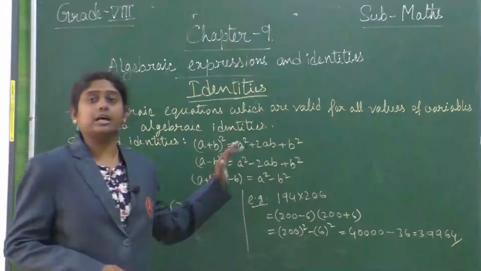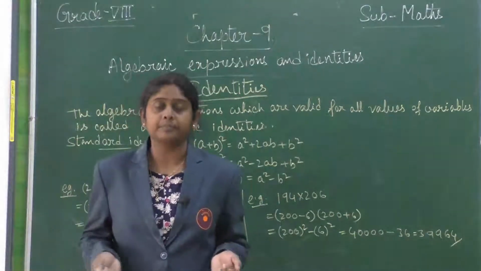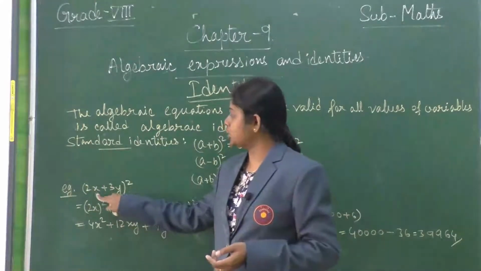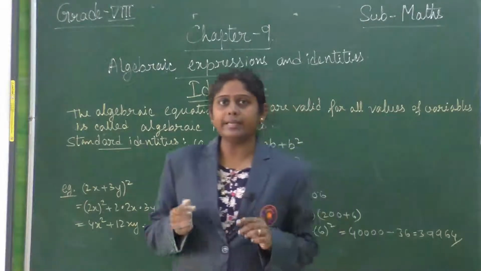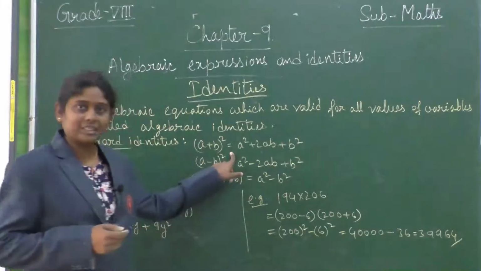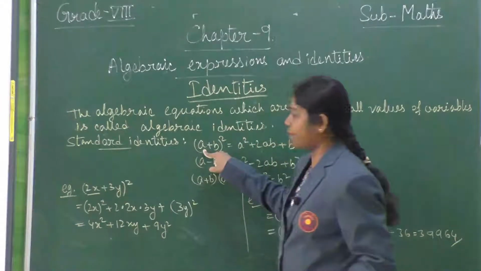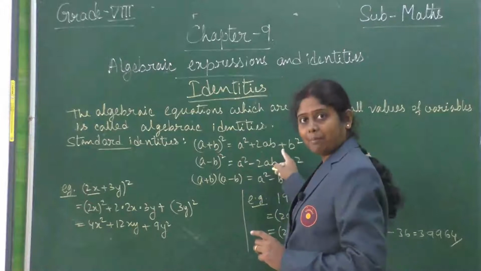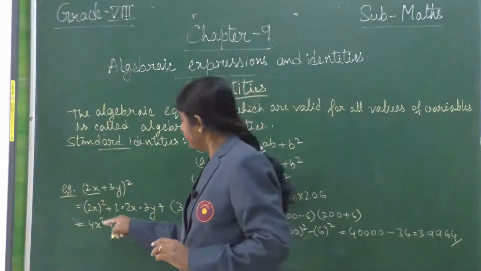To use these identities, we can solve many problems. Let's check an example of this. First example, that is 2x plus 3y whole square. Can you guess which identity matches this given problem? Yes, this is the first identity. So here your 2x is equivalent to a and 3y you can take as b, and you can apply the formula here. So what will it come to then?